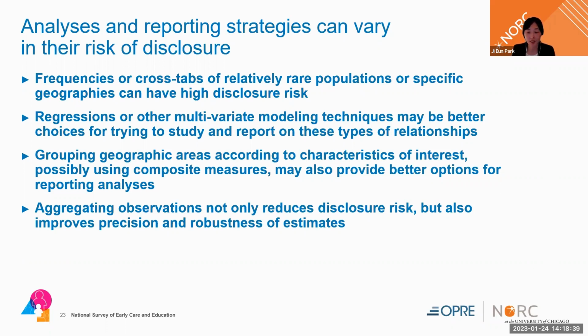So those states are still named, but based on other variables, you might be able to identify cases or locations of certain states. So instead, we might combine them together or also create an index, like a composite measure, to be an alternative option for reporting the analysis. And when you're aggregating observations, you might have a higher level of geographic unit, but you might also improve precision in your estimates. So that's also another thing to consider.